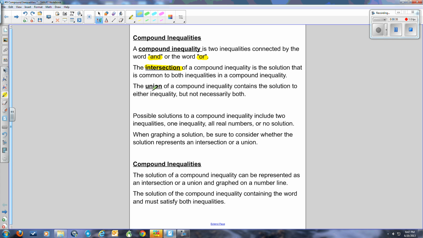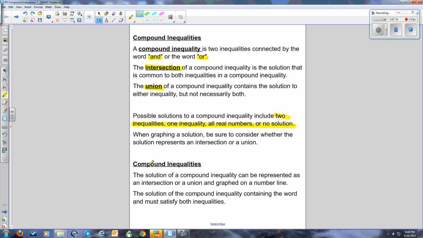And you'll see what we're talking about when you see some examples. The union of a compound inequality contains the solution to either inequality, but not necessarily both. And you'll see what we mean by that in a few minutes. Possible solutions to a compound inequality include two inequalities, one inequality, all real numbers, or no solution. When graphing a solution, be sure to consider whether the solution represents an intersection or a union. And again, you'll see this applied in just a few minutes.